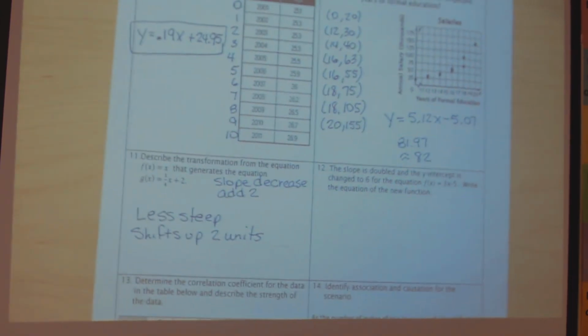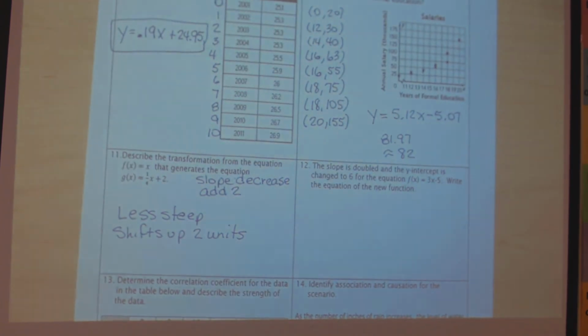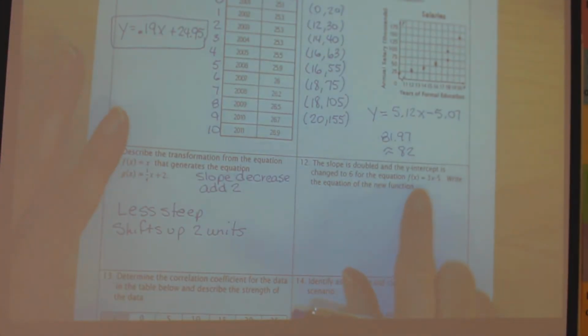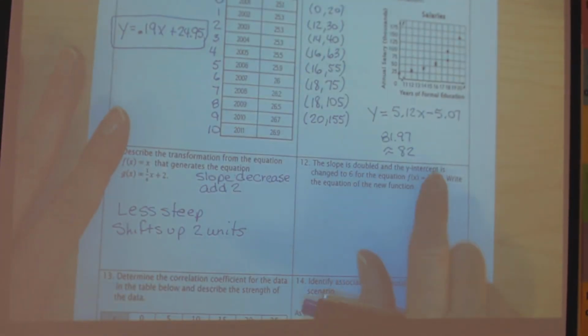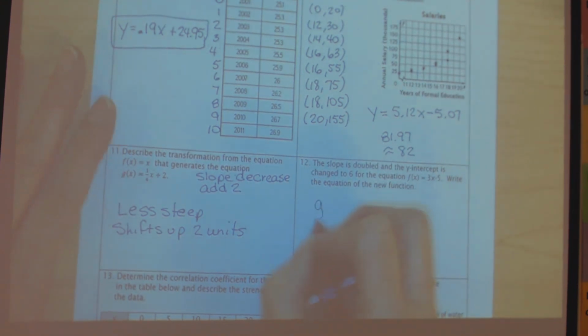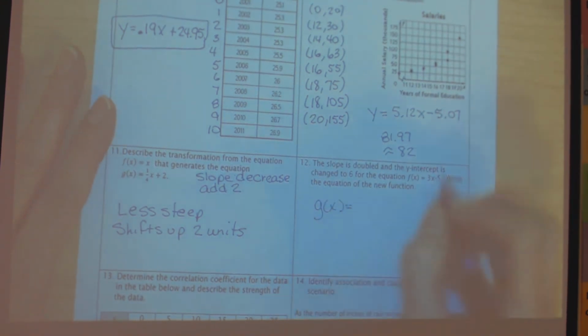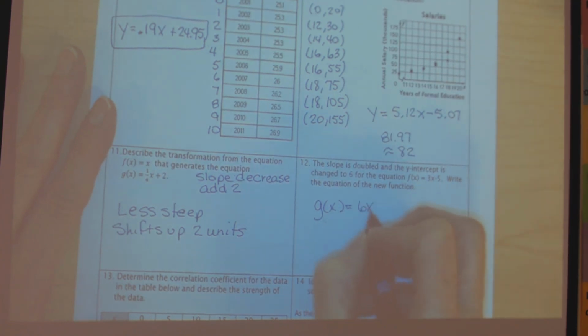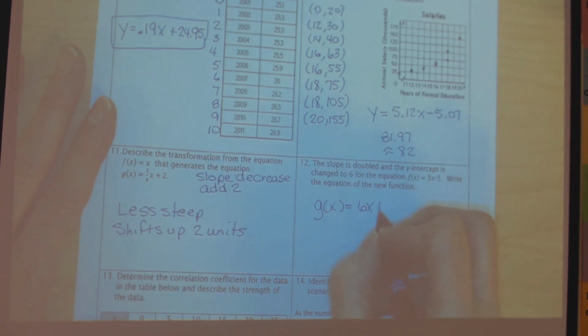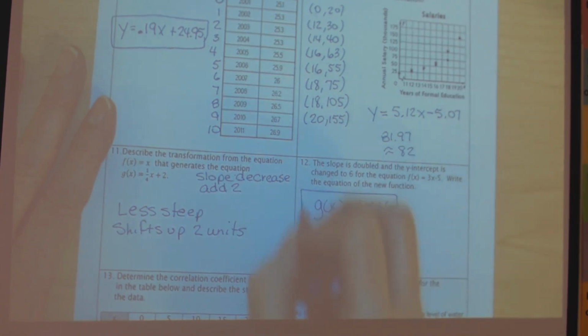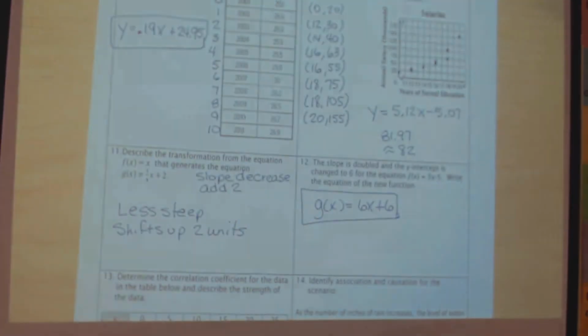For number 12, they simply want us to write a new equation. And to write that new equation, they want us to take the equation that we're given and double the slope and change the y-intercept to 6. So we'll just use g of x for our new one. If I double the slope, I'm doubling 3, so 3 becomes a 6. And instead of a -5, I'm going to change that to a positive 6. And there's my new equation.